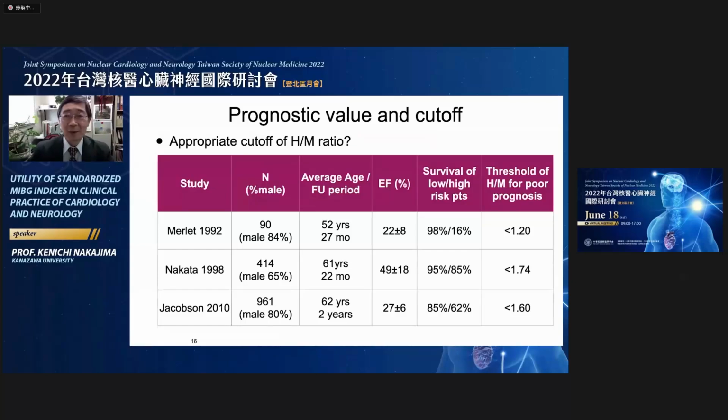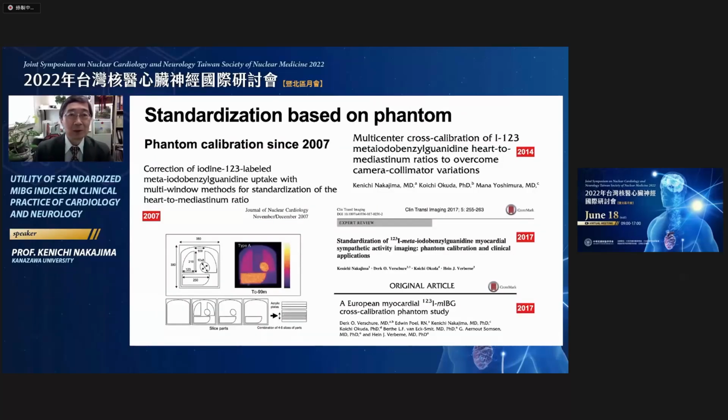At that time, still there were so many variations. For example, Merlet, France, shows that the threshold of HM for poor prognosis is 1.2. By Dr. Nakata, it's 1.74. And Dr. Jacobson, as I have seen, it's 1.6. So in these backgrounds, we thought standardization is absolutely necessary.